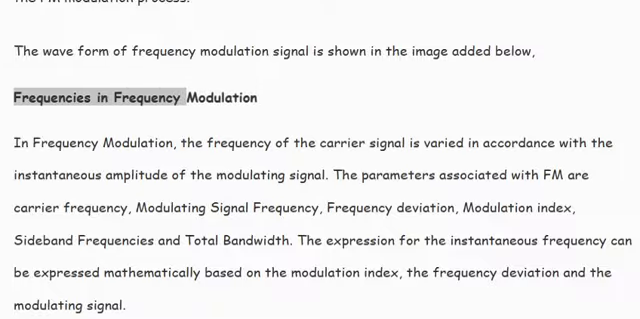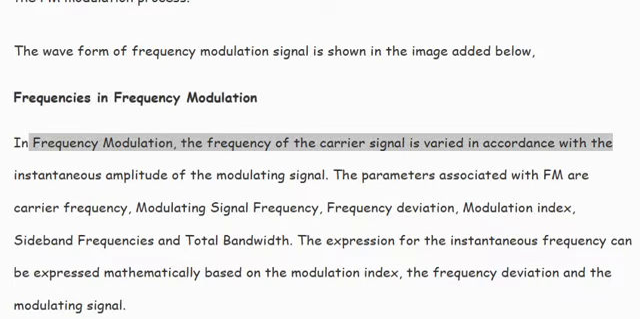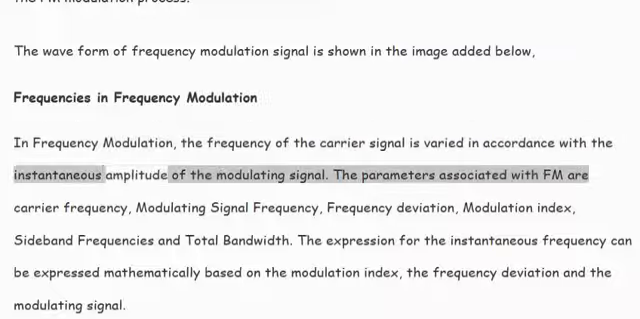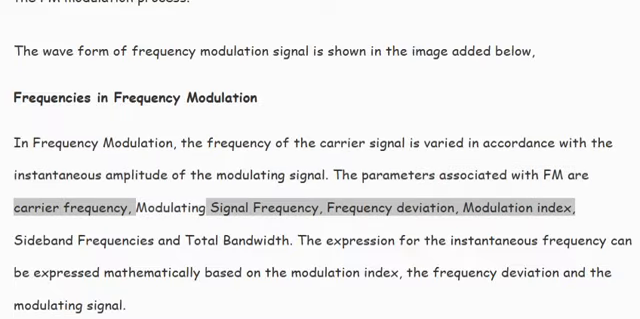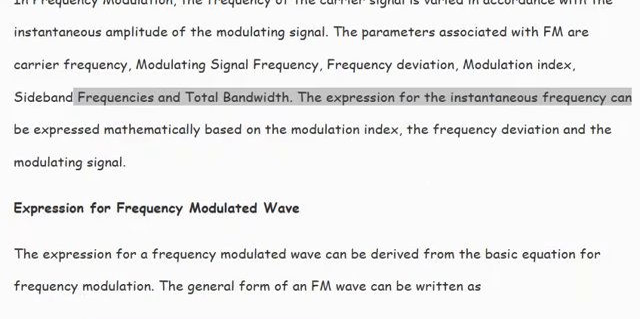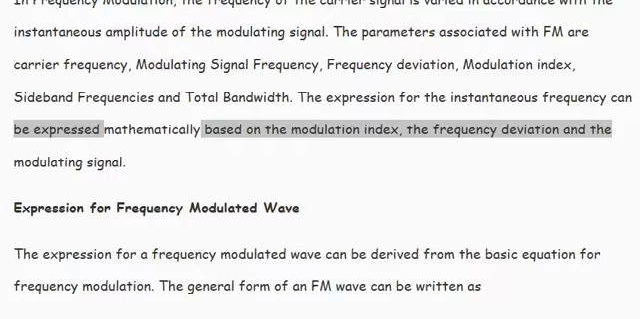Frequencies in frequency modulation. In frequency modulation, the frequency of the carrier signal is varied in accordance with the instantaneous amplitude of the modulating signal. The parameters associated with FM are carrier frequency, modulating signal frequency, frequency deviation, modulation index, sideband frequencies, and total bandwidth. The expression for the instantaneous frequency can be expressed mathematically based on the modulation index, the frequency deviation, and the modulating signal.